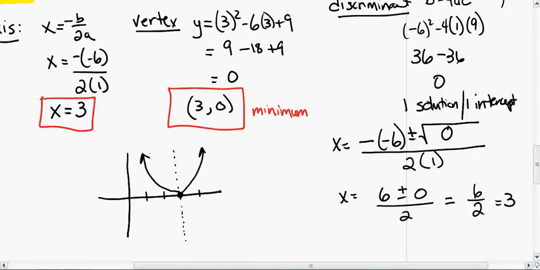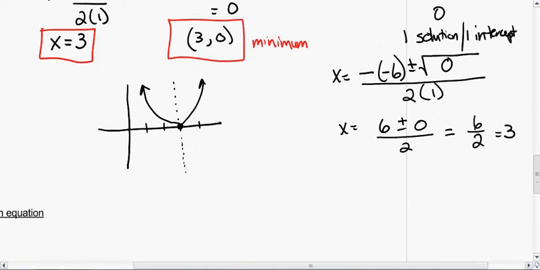I can be way more specific and use some other information to figure out whether it's going to have a y-intercept, plot a couple more points on either side, but that at least gives me a pretty good sense of the general shape of the graph and where it's located.